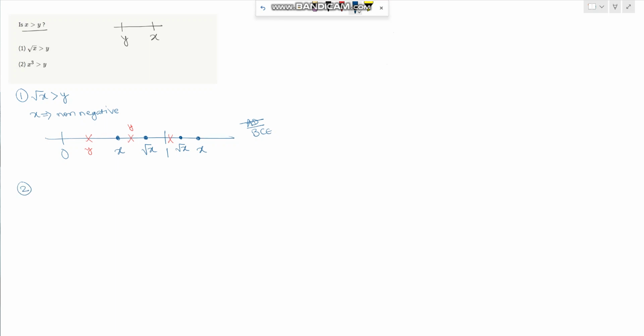Now let's look at the second statement. The second statement tells x cube is greater than y. Now because it's x cube, we no longer can restrict our analysis to the positive side of the number line.